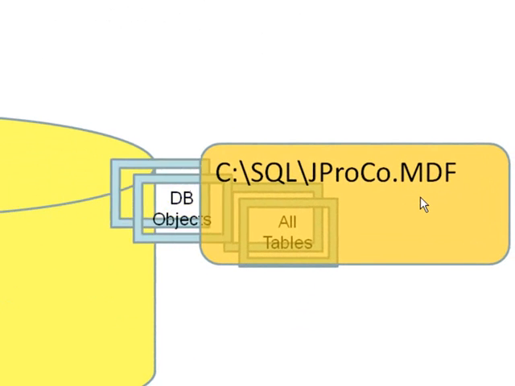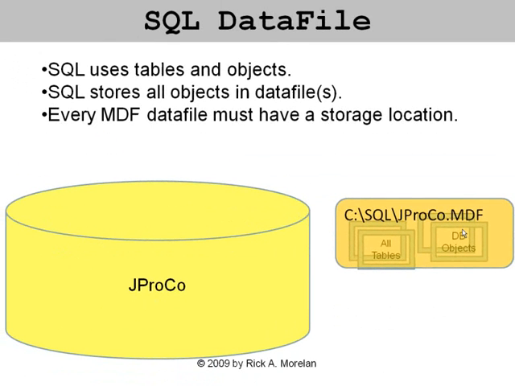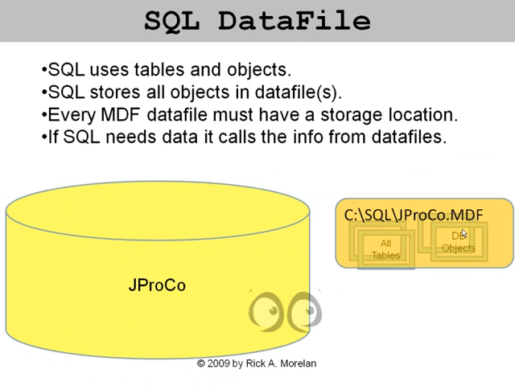In the last example, we had a main data file, and all the objects and all the data of those objects went inside of there. Now, every MDF file must have a storage location. In the example you see here, it was the C drive's SQL folder, and the name of the main data file was jproco.mdf. So if the SQL server needs some data back to recall it, it looks at the main data file to get all of its objects and its data.